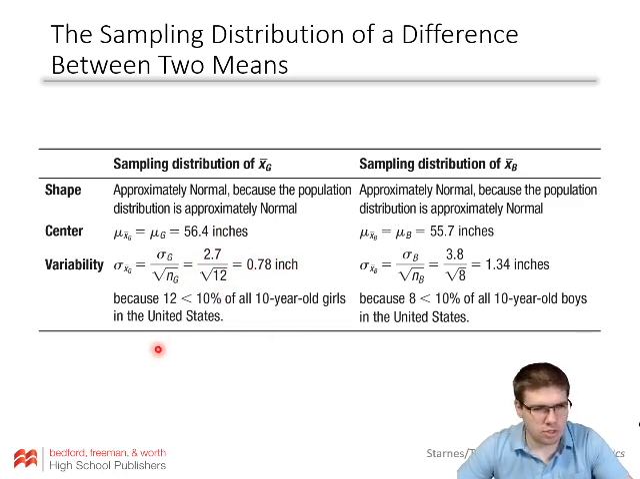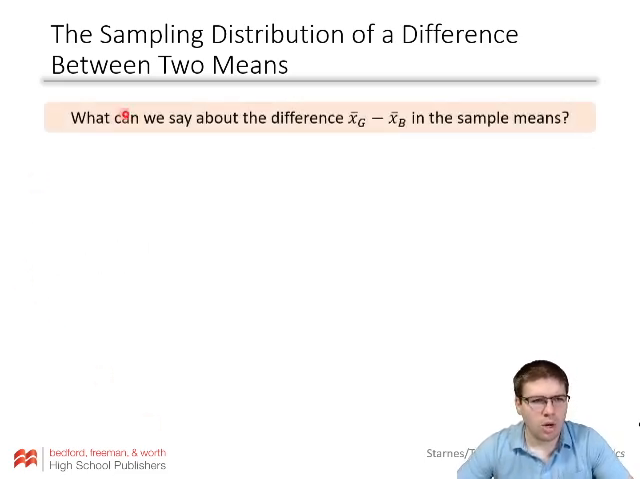And there are conditions for each of these. They mentioned this one here that's less than 10% of all girls, so yeah, we do need that. Technically, we need this to be a nice random sample, which was mentioned, and then here our population was normal for our conditions. Same thing's true on the boys' side. All the same stuff, just dividing by square root of 8 instead for their standard deviation, but all the same conditions are met. So what can we say about the difference of x bar sub g minus x bar sub b in the sample means?